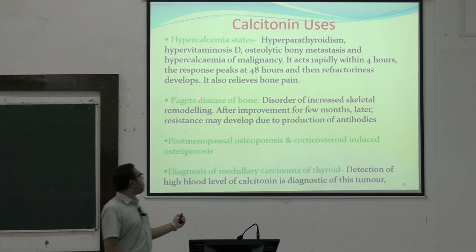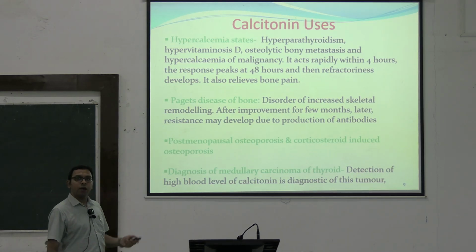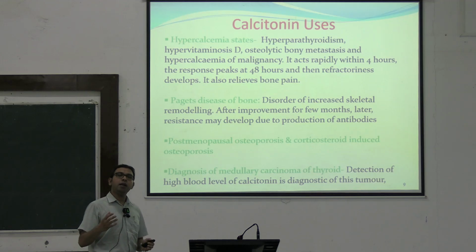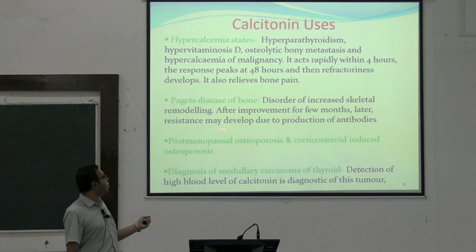Okay. So that's why Paget's disease of the bone is basically a disorder of increased skeletal remodeling. So this is another disease where increased skeletal remodeling happens. So after improvement for a few months, later resistance may develop due to production of antibodies.